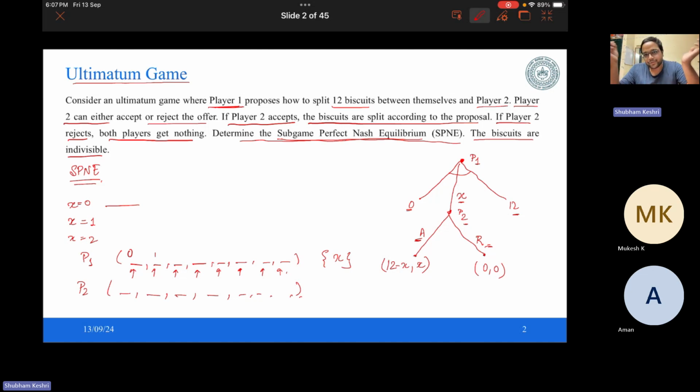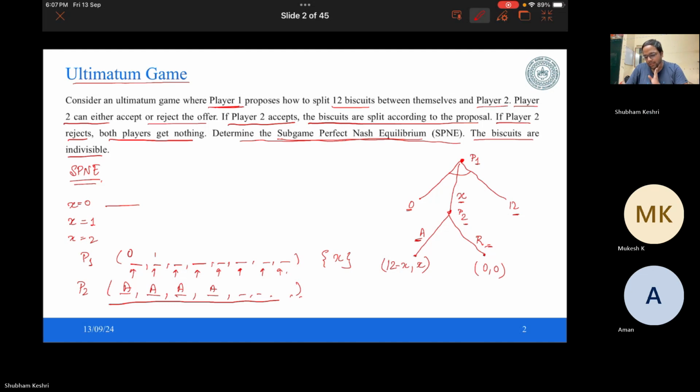For any value of x, you just accept. So in that case, the strategy will be accept, accept, accept, accept, and so on. Player 2 can have other strategies as well. Right? So you should remember how we are writing a strategy in this game.